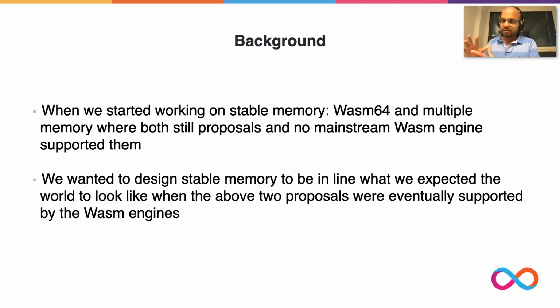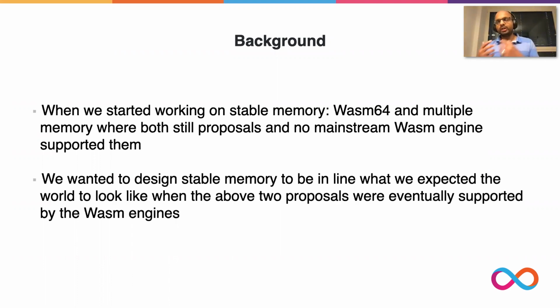Before we get into a bit of discussion on what the proposed changes are, let's quickly cover the background on how we ended up here. Way back before launch, when we were working on figuring out how to build stable memory, what it should look like, and what its capacity should be, we were inspired by 2 specific WebAssembly proposals: 64-bit Wasm and multiple memories. When we were working on stable memory, both of these proposals were still in very early stages and no mainstream Wasm engine supported them yet.